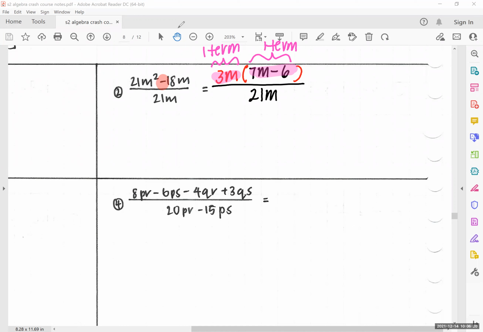Got it? So it means that right here, can you see this m with this m? I can cancel them. Cancel. The 3 and the 21, cancel. Left with 7. So at the end of the day, my answer is just 7m minus 6 over 7. Now guys, can I cancel the 7 and 7 like that? No, very good, because of the minus. So please make sure you use a red pen and cancel. Please make sure you use the highlighter and highlight and write down one term. Got it?